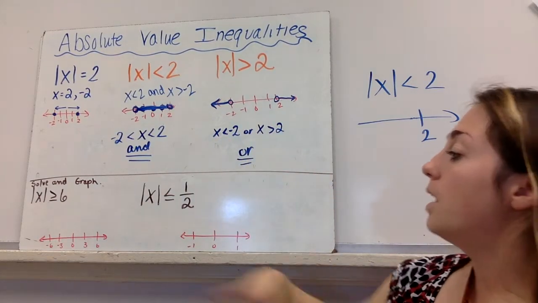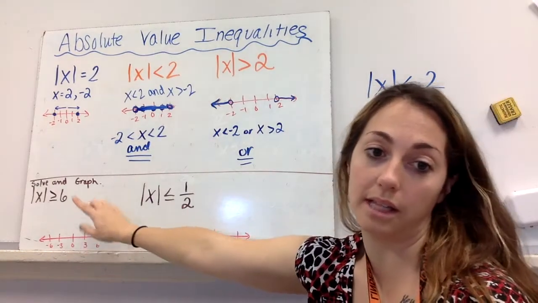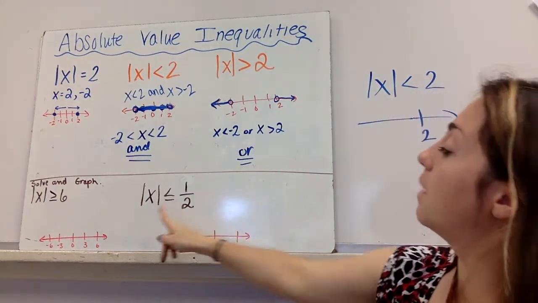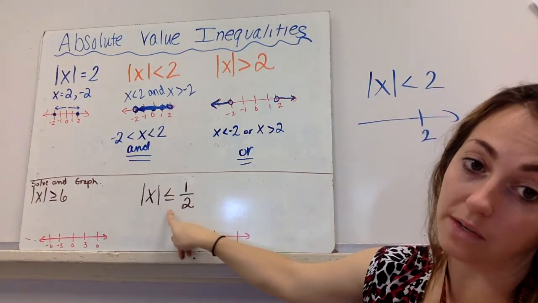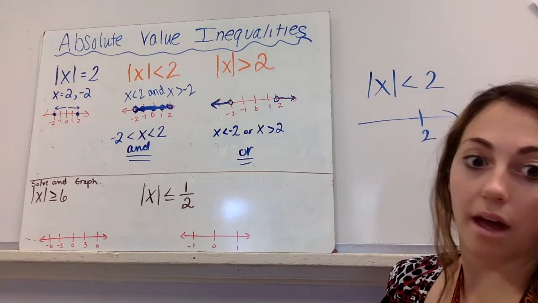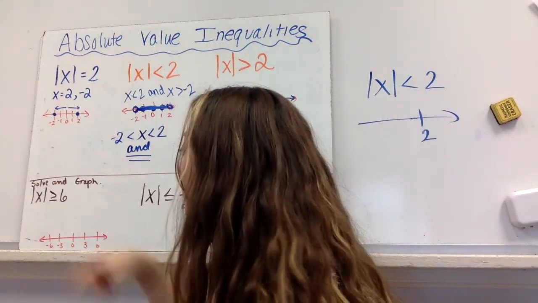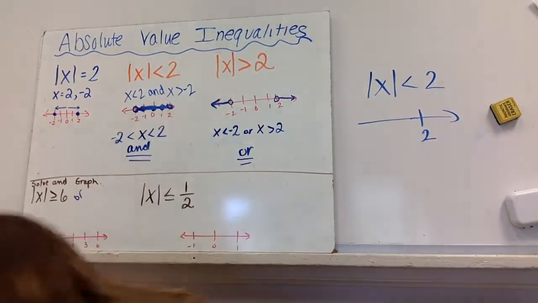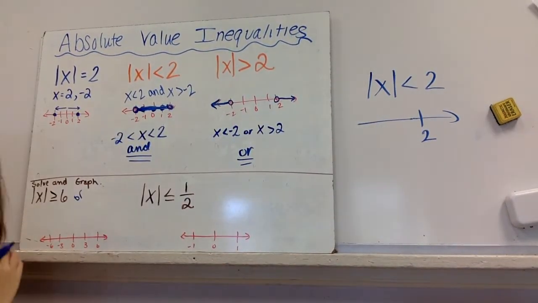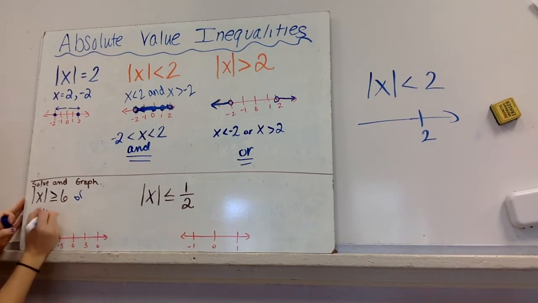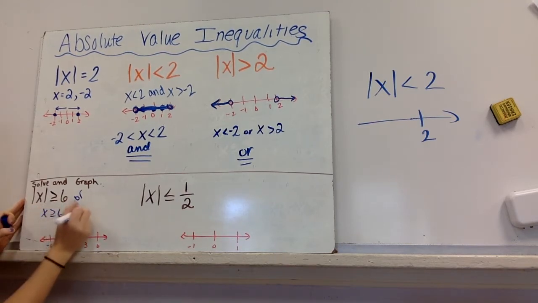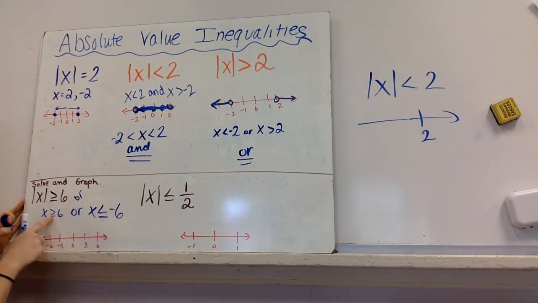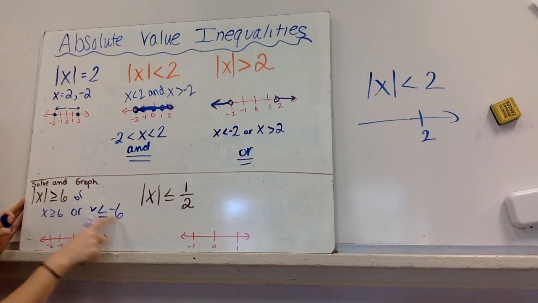All right, so I want you to practice. Pause the video, do the absolute value of x is greater or equal to 6, and I want you to solve and graph the absolute value of x is less than or equal to half. So play it when you're done. So greater than 6, when I see greater, that tells me it's an or. So I have x is greater or equal to 6, or x is less than or equal to negative 6. So notice how I flip the inequality and I change the sign.